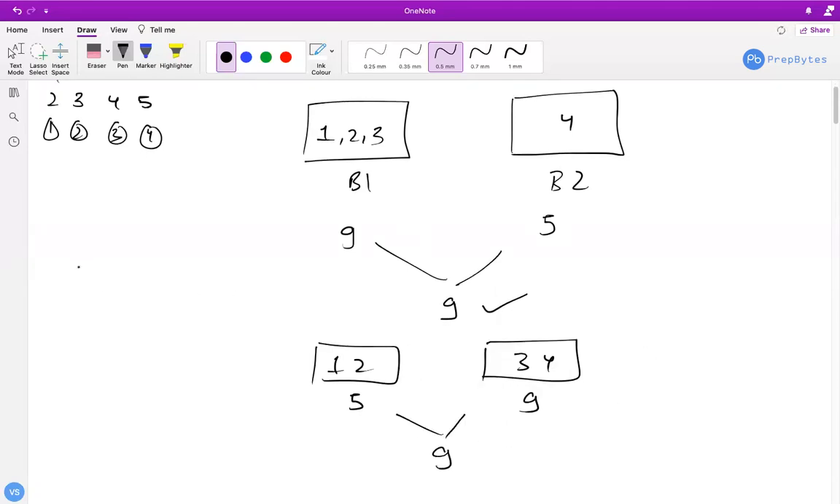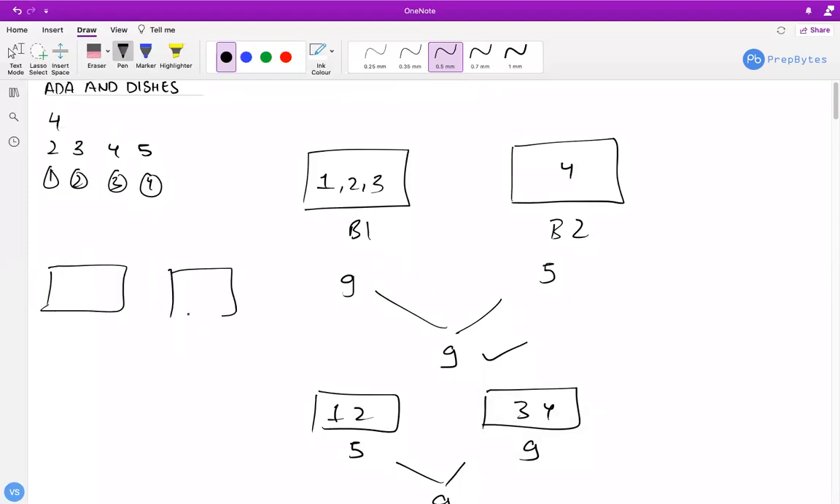Now let's take another. This is burner 1, this is burner 2. Here let's take 1, 3, and 2, 5. 1, 3 will give me 6, and 2, 5 will give me 8. Okay, the max of these two is 8. So this is less than 9, so we can select this.